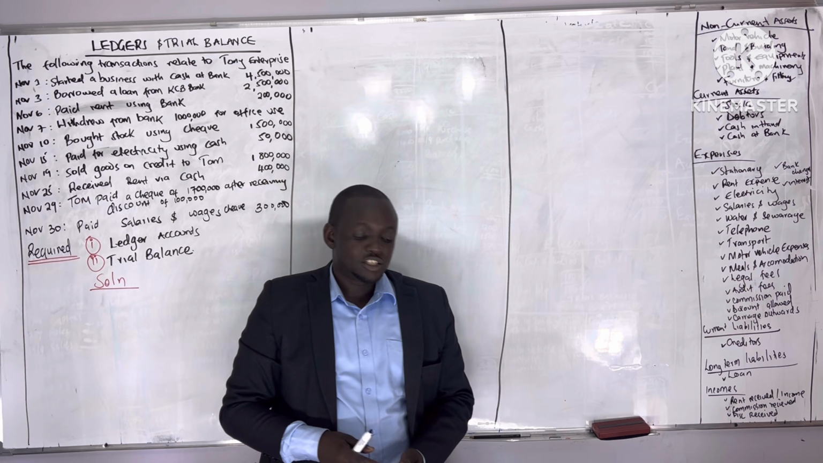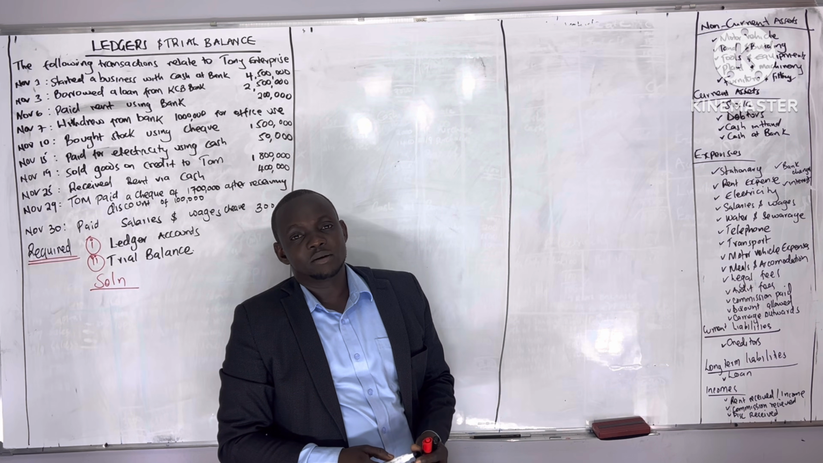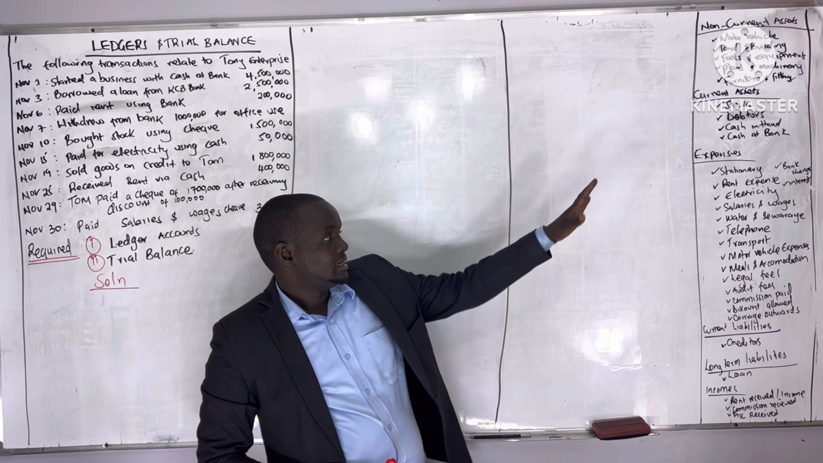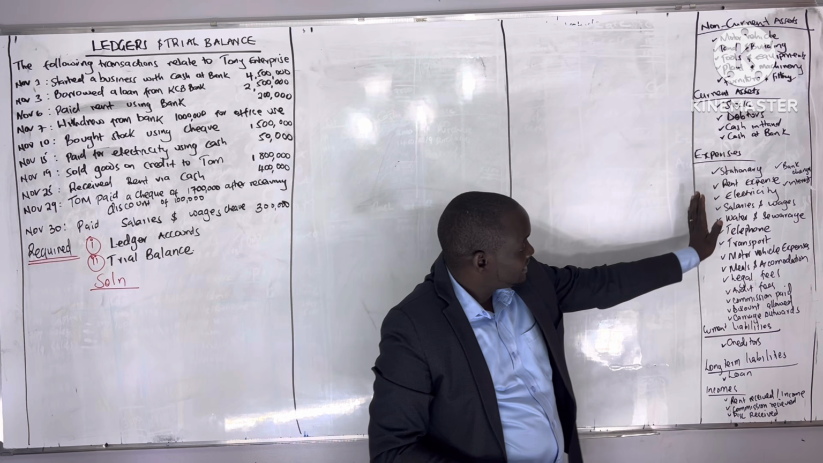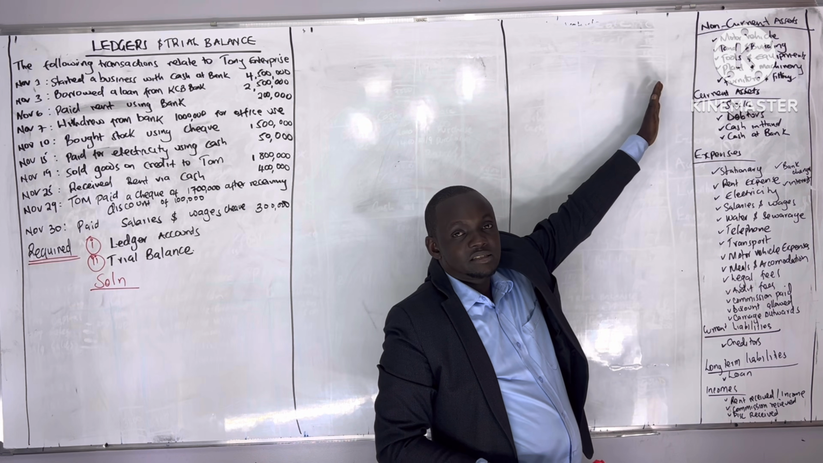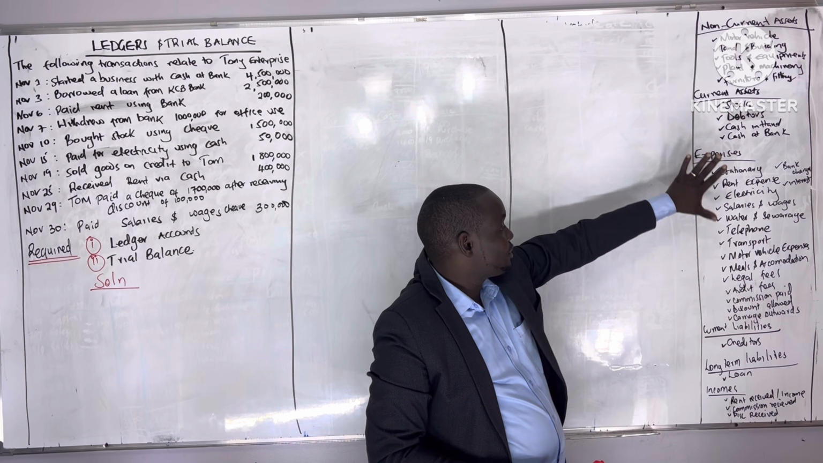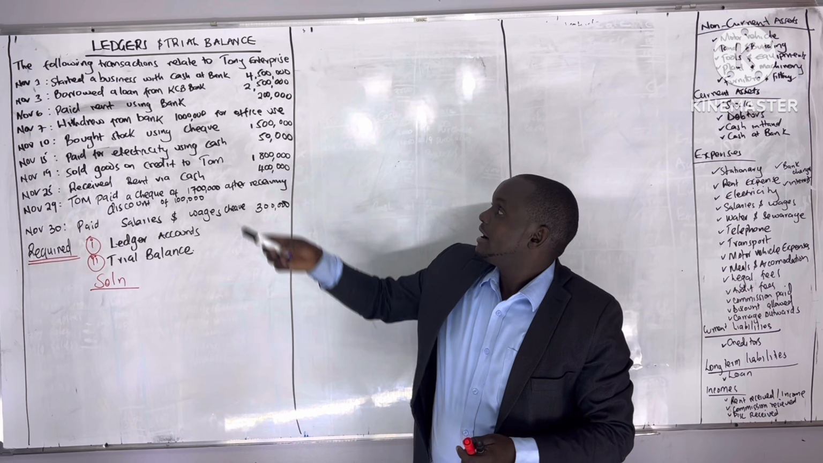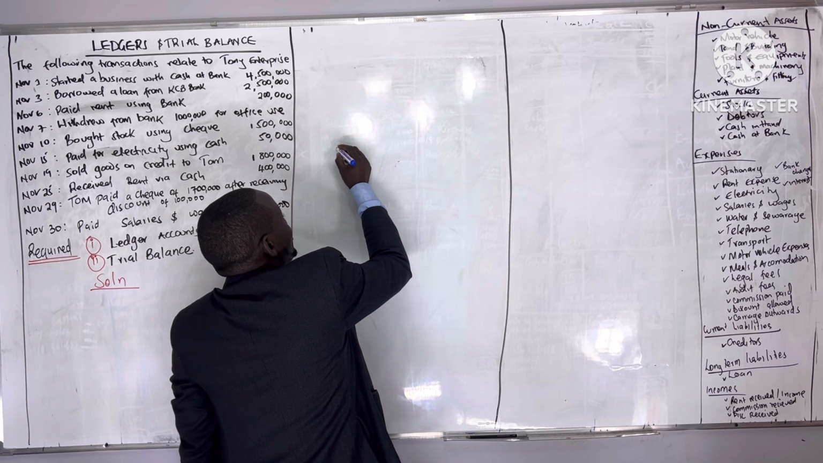In our previous lessons, we looked at the components of income statement and components of balance sheet. You can refer to our videos. These are some of the components of income statement and balance sheet. From these components is where we prepare ledgers and trial balance.